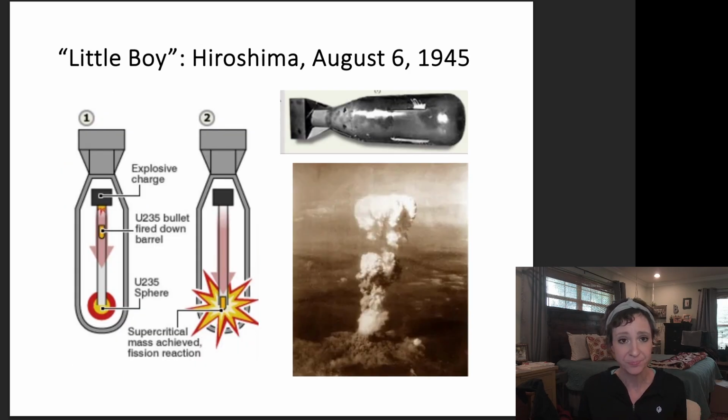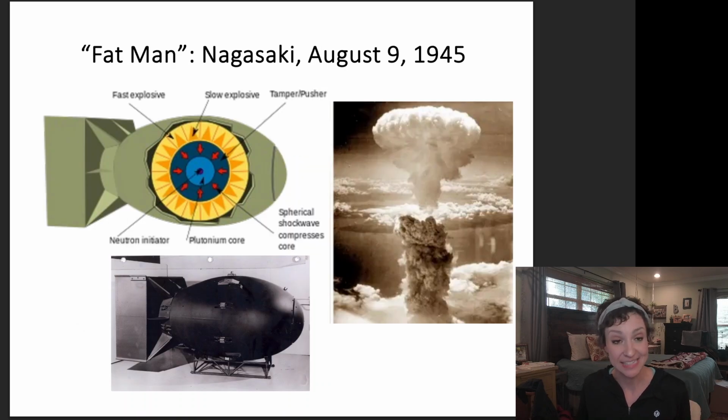Massive shock wave. Okay, the first atomic bomb that was dropped on Japan was known as Little Boy, okay? It was dropped on Hiroshima, August 6th, 1945. And then three days later, Fat Man was the second bomb that was dropped on Nagasaki, okay? And this one was actually a plutonium-based fission reaction weapon.